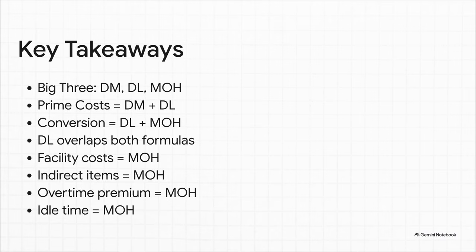The big 3 are direct materials, direct labor, and manufacturing overhead. Prime costs, that's DM plus DL. Conversion costs, DL plus MOH. Direct labor is the sneaky overlap between the two. Any factory facility costs like utilities or depreciation, overhead. Indirect materials and supervisors, overhead. And those 2 massive examiner traps, overtime premiums and idle time, you guessed it, always manufacturing overhead.